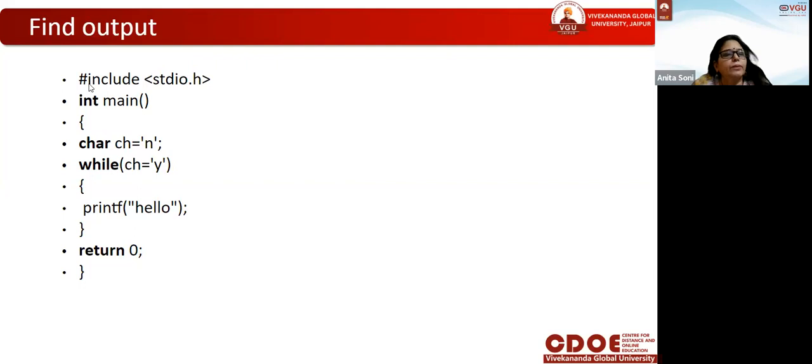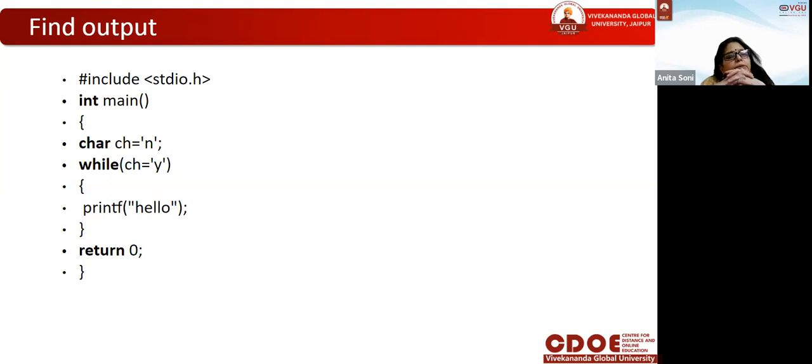So here, what would be the output? Here you have taken a variable char ch equal to n. You have initialized the ch variable with the n char. While ch equal to y, if ch equal to y, then print hello. What will happen here? Again, it is an example of an infinite loop.